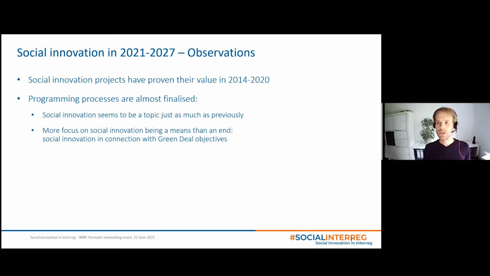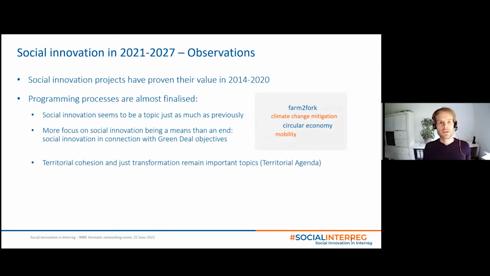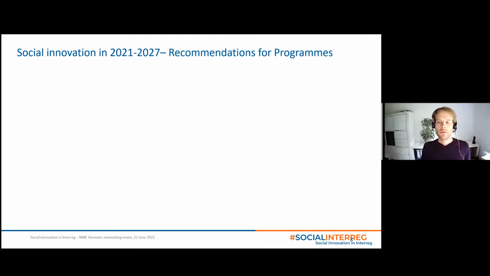So it's not only about reaching social objectives like fighting social exclusion and bringing youth into employment, but also reaching other objectives in relation to the Green Deal, for example, in the fields of climate change, circular economy, mobility, and so on. And then you see that territorial cohesion and just transformation still remain important topics. This is also signified by the revised territorial agenda. And COVID-19 seems to have effects on programming, for example, a strong focus on resilience throughout all the Interreg programs. Even though we realize that the programming is far advanced and we cannot influence it very much, we still wanted to give some recommendations for programs.